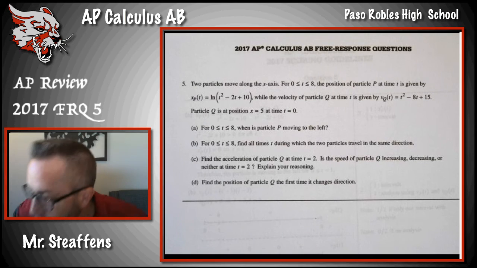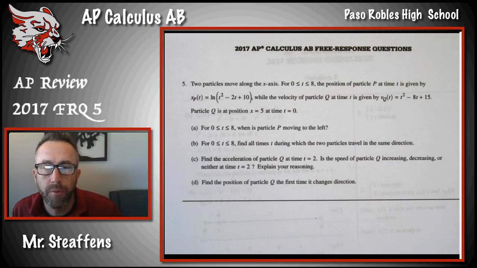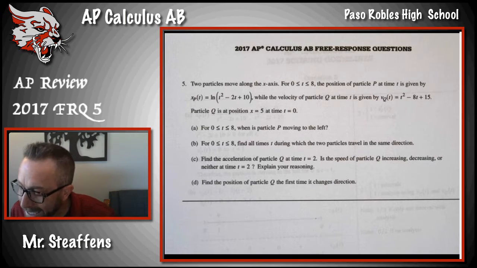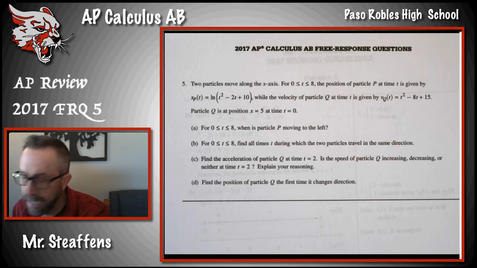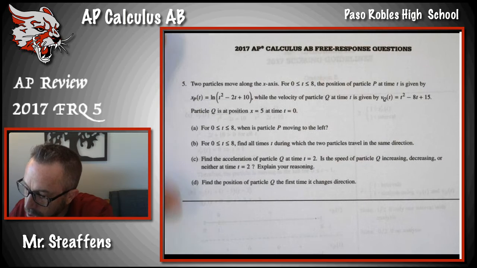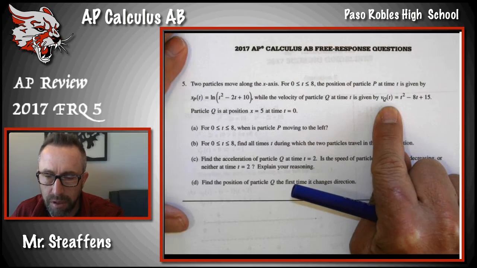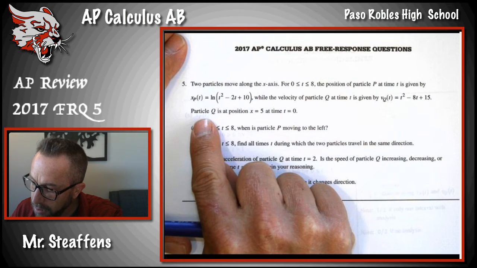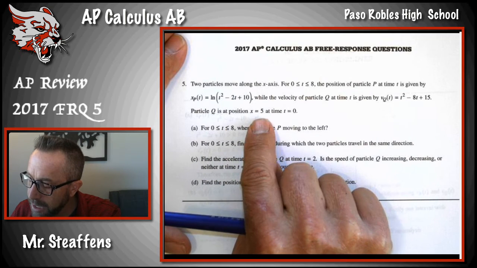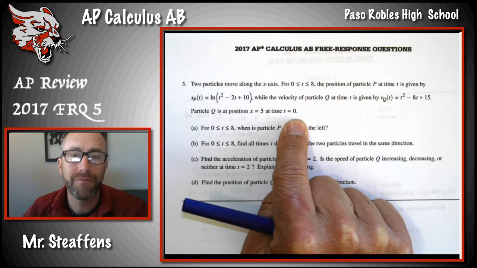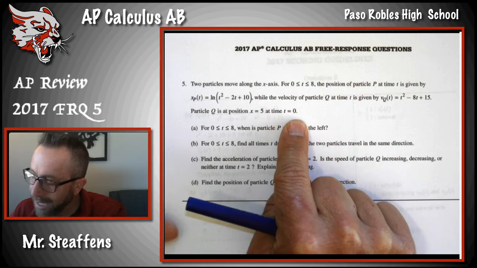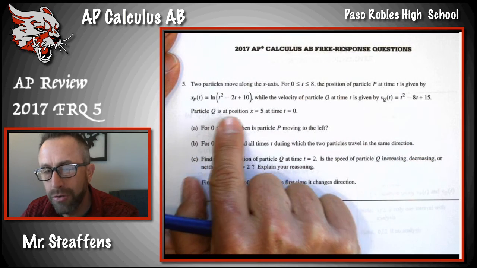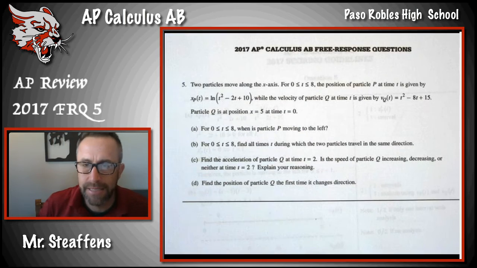It says two particles are moving along an x-axis from 0 to 8. So I'm only talking about the first 8 seconds of this particle motion. It gives me a function for particle P in terms of this natural log. And then it gives me a particle Q, but it gives me the velocity of particle Q. So this is a position function and this is a velocity function. And it also gives me that particle Q has an initial position of 5 when t equals 0. That tells me I am going to have to use an initial condition. I am going to be integrating this velocity at some point to produce a position function so I can use this data right here. So I know that's coming.